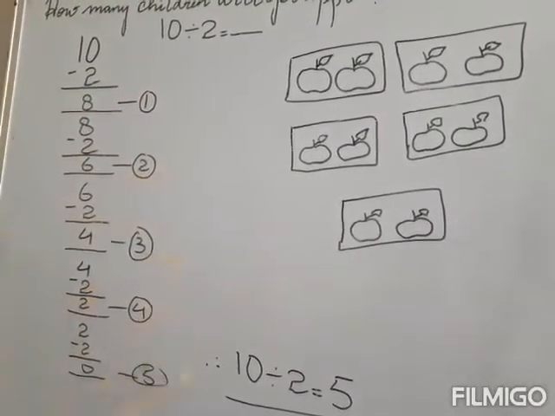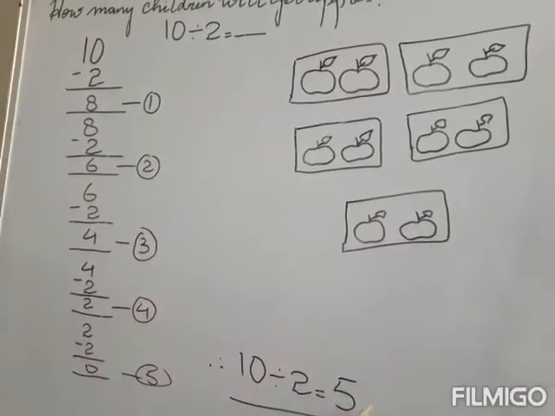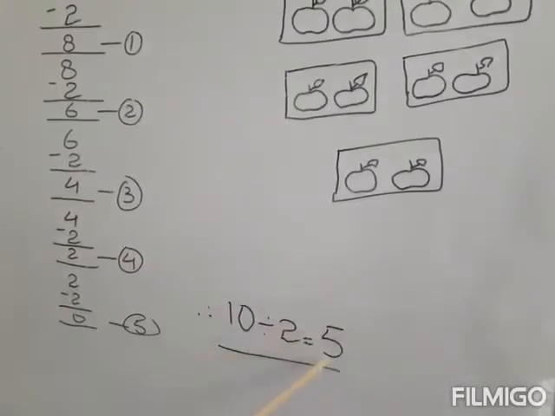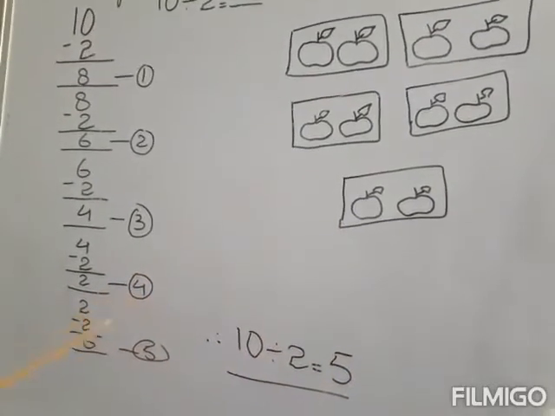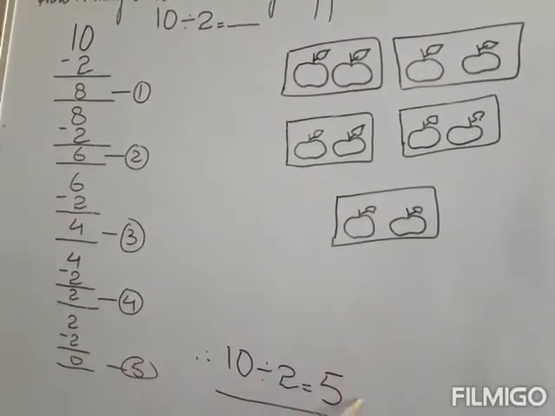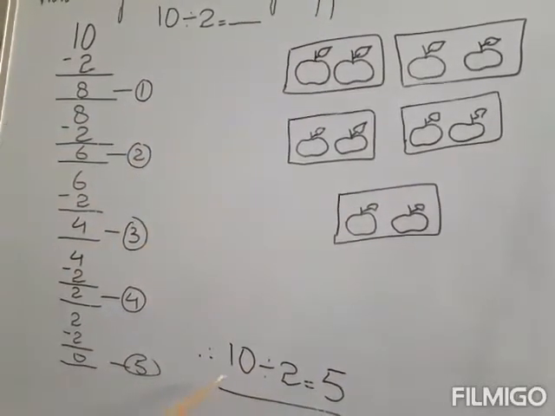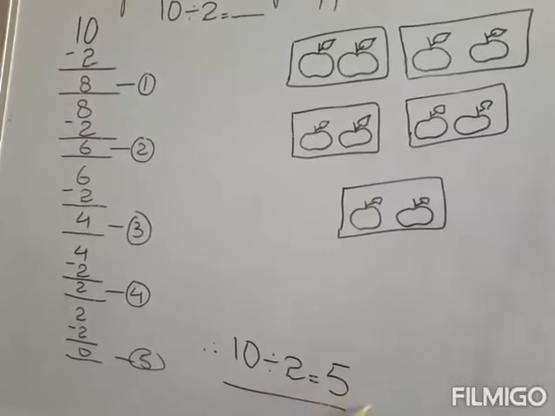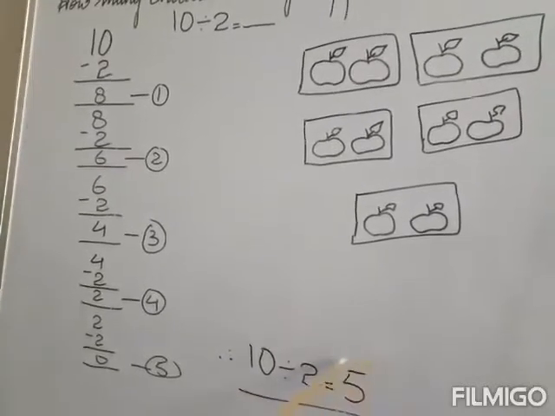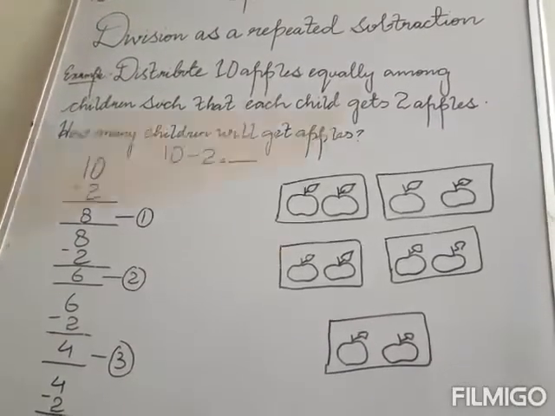Total number of steps is 5. 1, 2, 3, 4, 5 is equal to 5. That means the total number of children is 5. That means 5 children will get 2 apples. Okay, my dear student, that means when we divide 10 by 2, our answer is 5. This is the concept of division as a repeated subtraction.